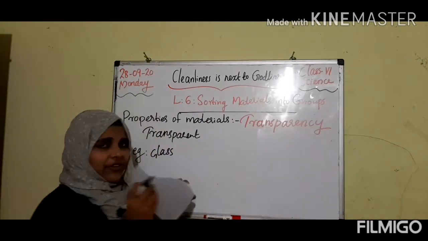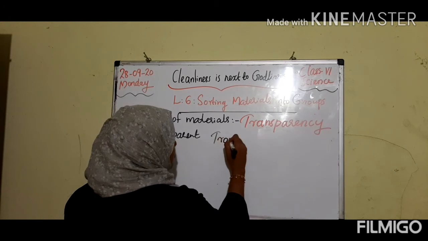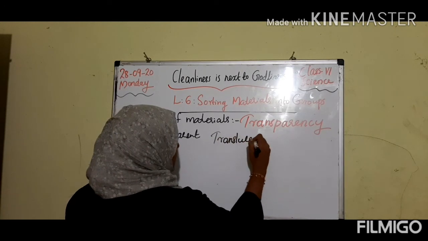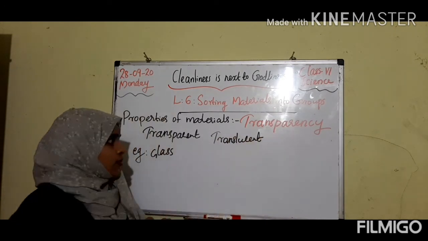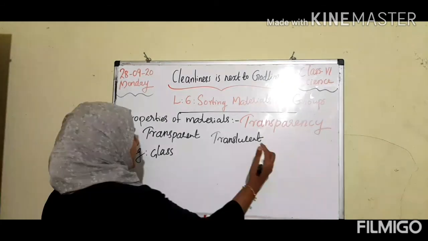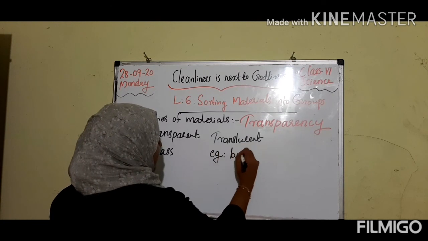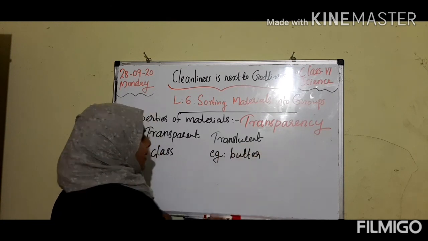So, this material we call translucent. Translucent. That means an object we can see partially. It is not clear. That is translucent material. Examples we can say are butter paper or oil paper.